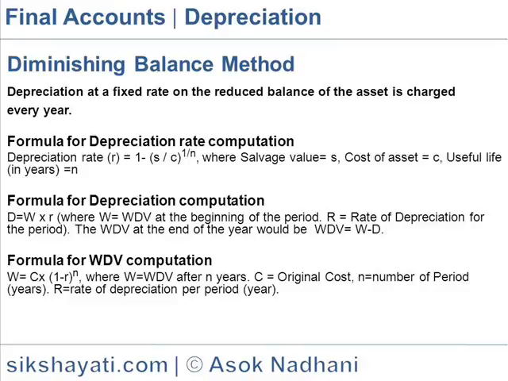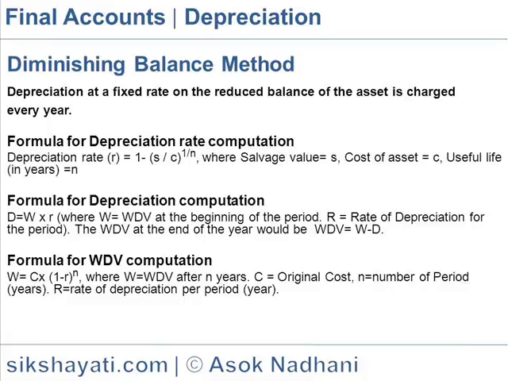WDV after 2 years at 12% will be 10,000 into (1 minus 0.12) squared, which is equal to 10,000 into 0.7744, which is equal to 7,744. You may check this: WDV after 1 year is equal to 8,800. Depreciation for the second year is 12% of 8,800, which is equal to 1,056. So WDV after 2 years is equal to 8,800 minus 1,056, which is equal to 7,744.